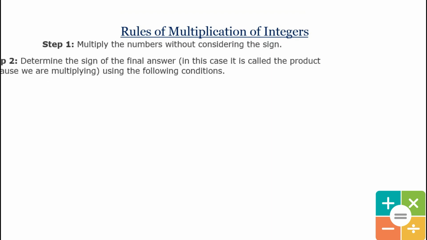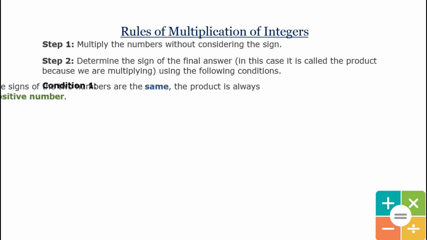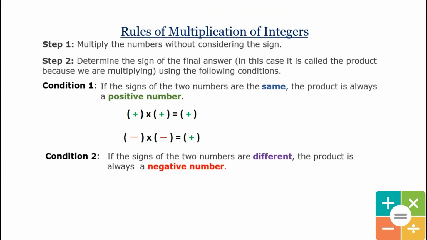So in short, let us summarize the rules for multiplication of integers. Step 1: multiply the numbers without considering the sign. Step 2: determine the sign of the final answer based on the following conditions. Condition 1: if the signs of the two numbers are same, the product is always positive. Condition 2: if the signs of the two numbers are different, that is one positive, one negative, then the product is always negative. Thank you.